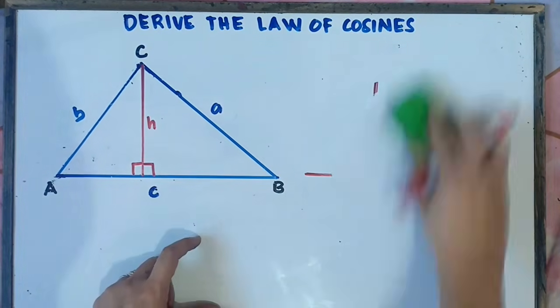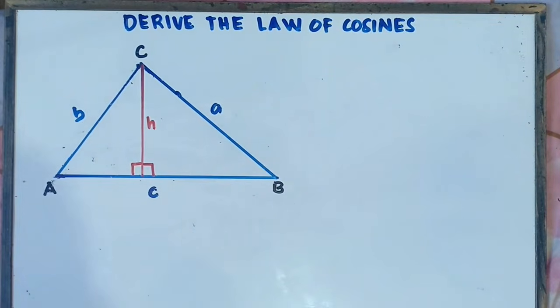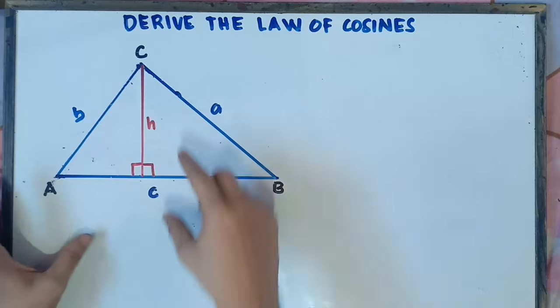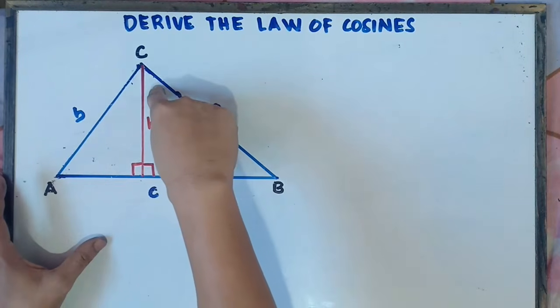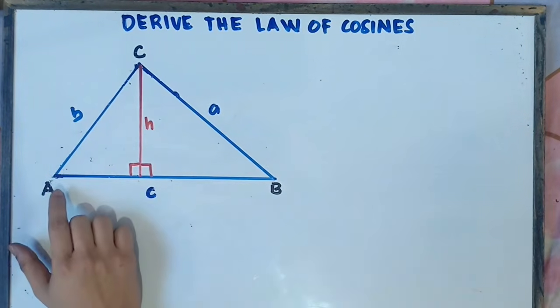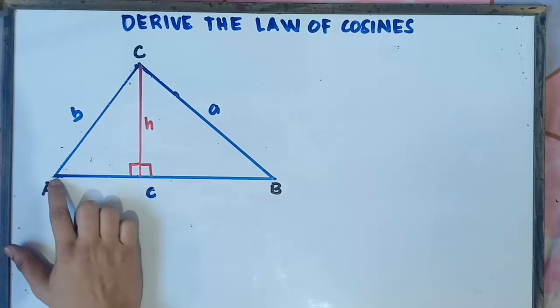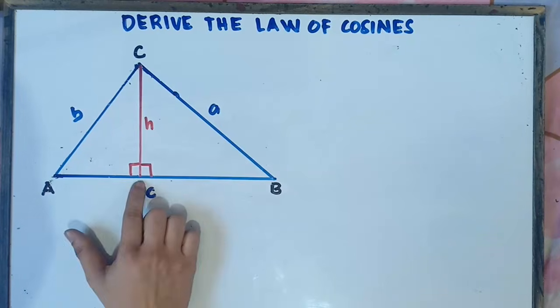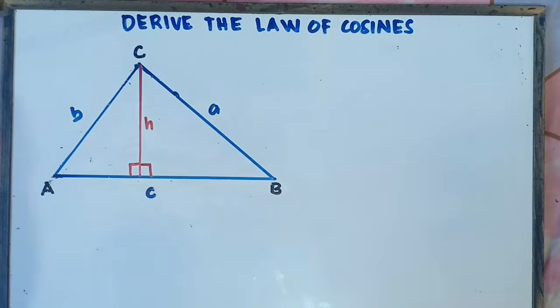Now, if I label this one class, I hope it's clear for you, class. I draw a vertical line, line H, perpendicular to side AB, or side C. Now, from this angle A, going to this point, I will label this one as X. Let me just draw this one.